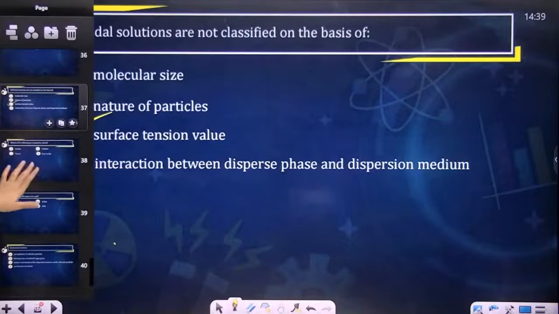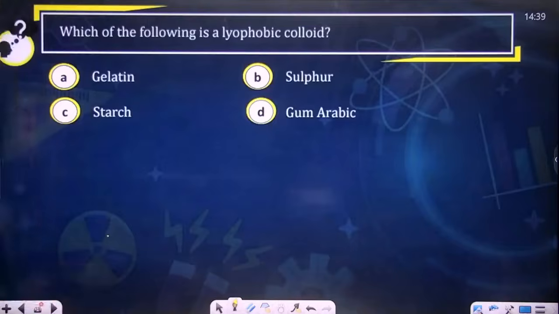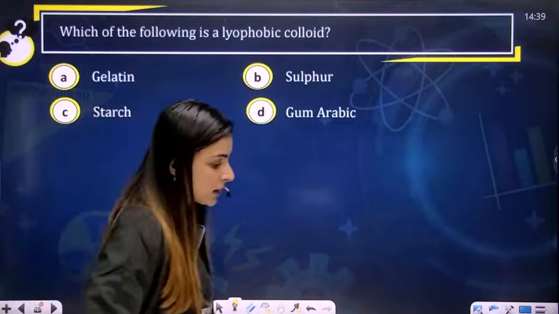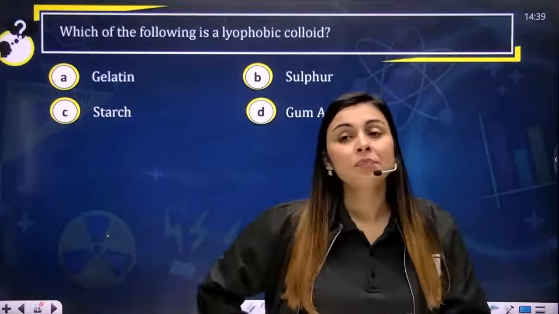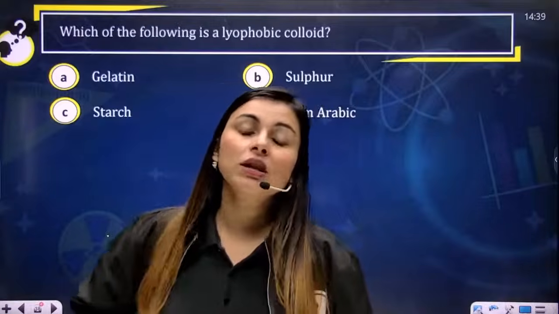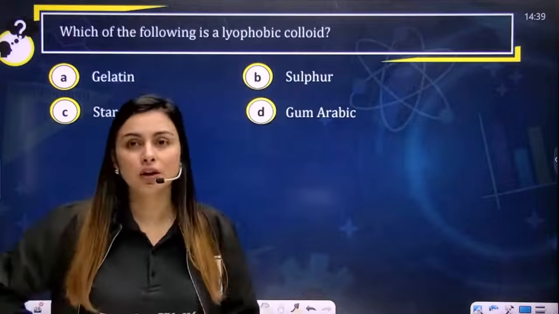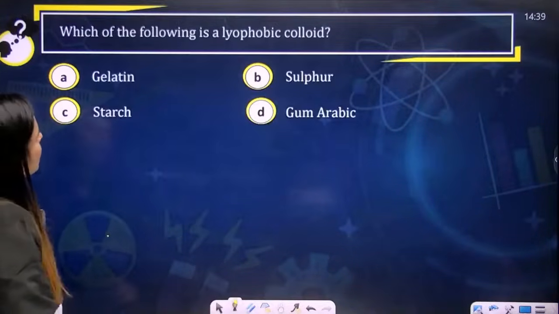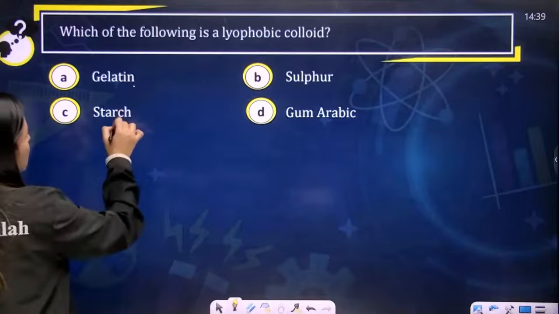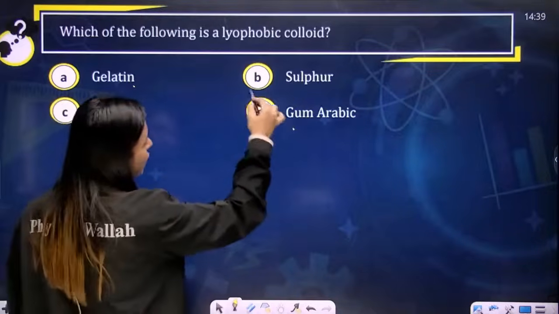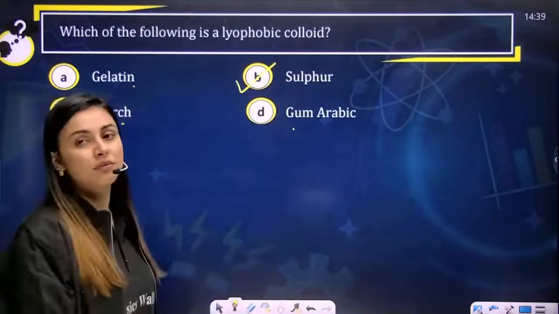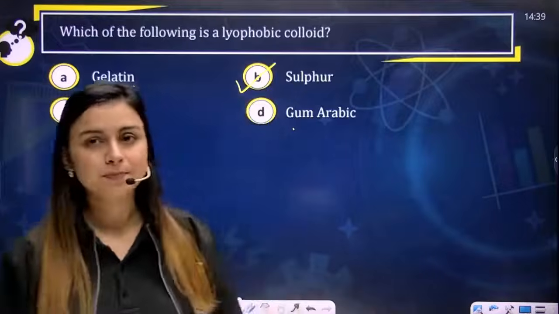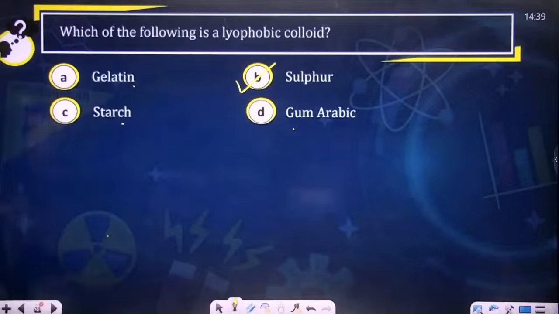Let's talk about another question. The question is, which of the following is a lyophobic colloid? All the inorganic compounds form the lyophobic colloids and all the organic compounds form the lyophilic colloids. So we only want to see the lyophobic. So we need an inorganic compound. Gelatin is organic, starch is organic, gum arabic is organic, sulfur is inorganic. So option B will be your correct answer. I hope you're clear with this. Perfect. Let's move forward.